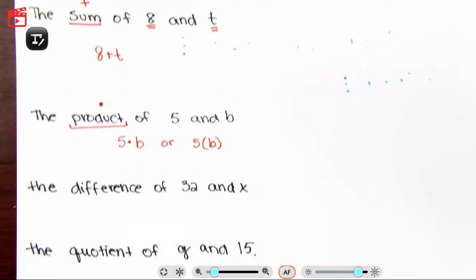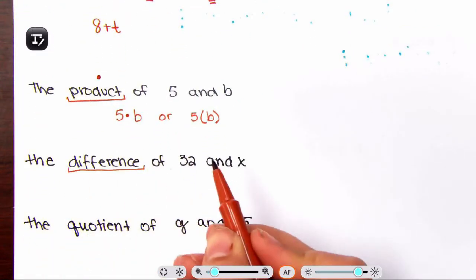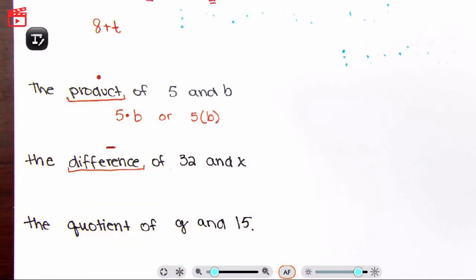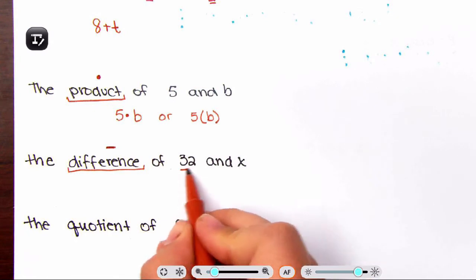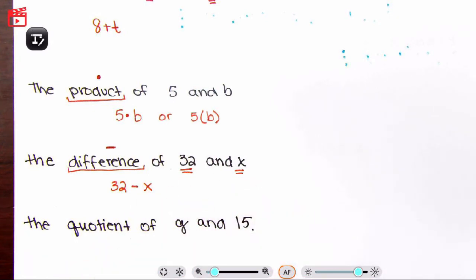The difference of 32 and x. Difference, what does difference mean? Looking at our cheat sheet, difference is take away or subtract. I'm going to put my sign here. What are we subtracting? 32 and x. So 32 minus x. The quotient, what does quotient mean? Quotient means division. So I'm going to say A divided by B. And what are we dividing? G divided by 15. So G divided by 15.